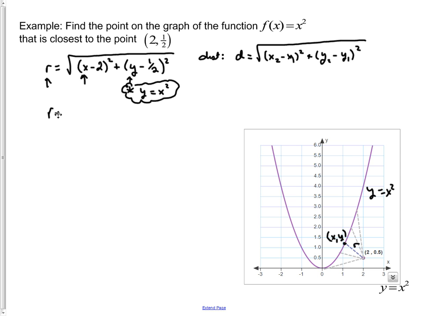Let's carry it out. I'm going to go ahead and expand. I have x minus 2 squared, which becomes x squared minus 4x plus 4. I'm assuming you know how to square a binomial by now. Plus, let's see what we have here, we'll have y squared.